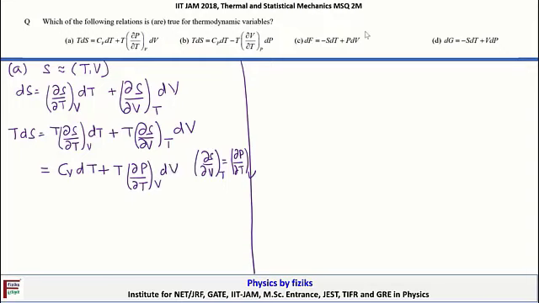So let's take a look at the equation given in option A. T dS is equal to CV dT plus T (dP/dT) at constant volume multiplied by dV. That's what we have, so option A is correct. Now let's check whether B is correct or not.